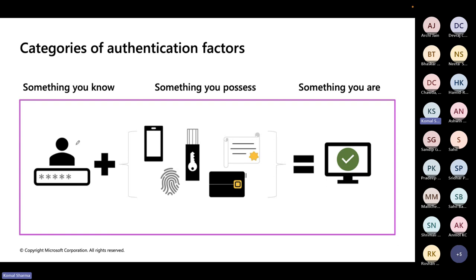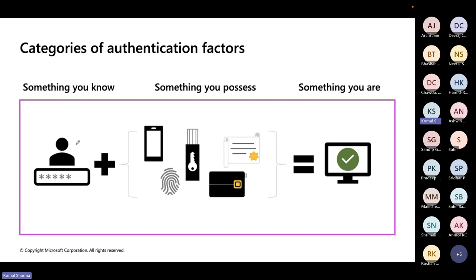Second, it may be something that you possess. It means it may be your mobile application. For example, as a second method of authentication, I'm getting a notification on my authenticator app. So when I approve that, only then am I going to log in. So this is something that you possess. It may be a biometric, it may be a key, or it may be a card.